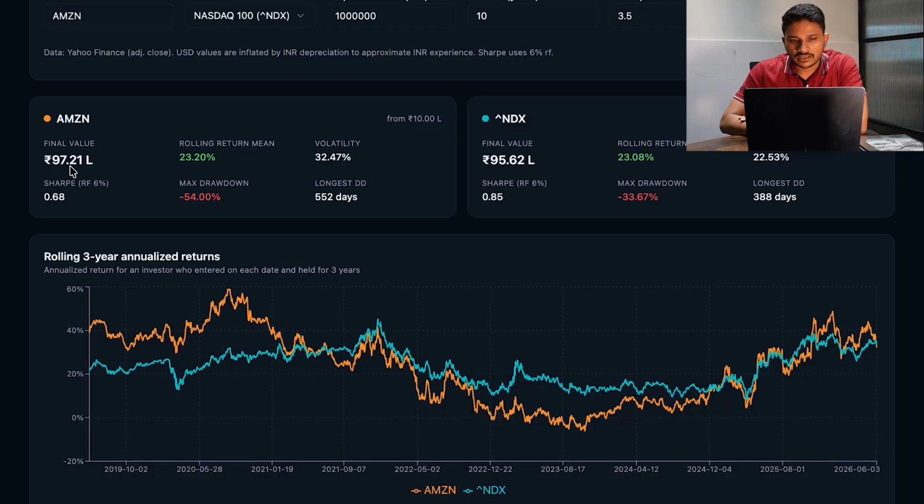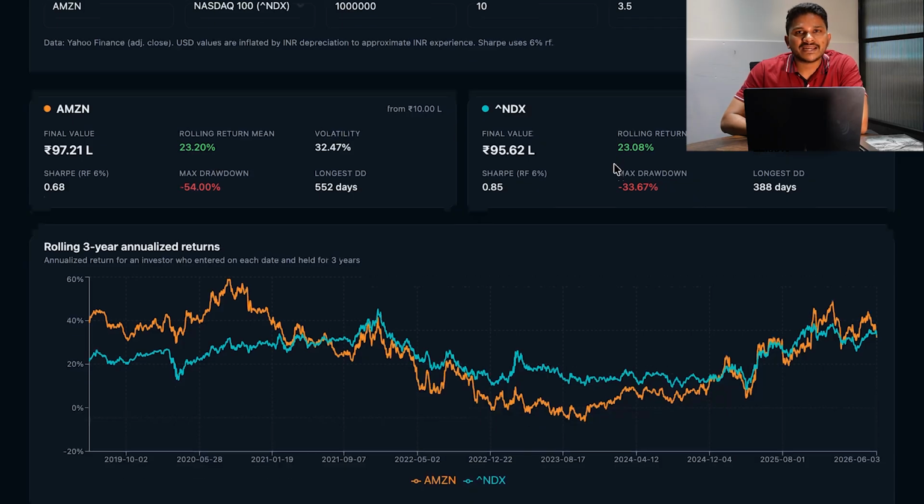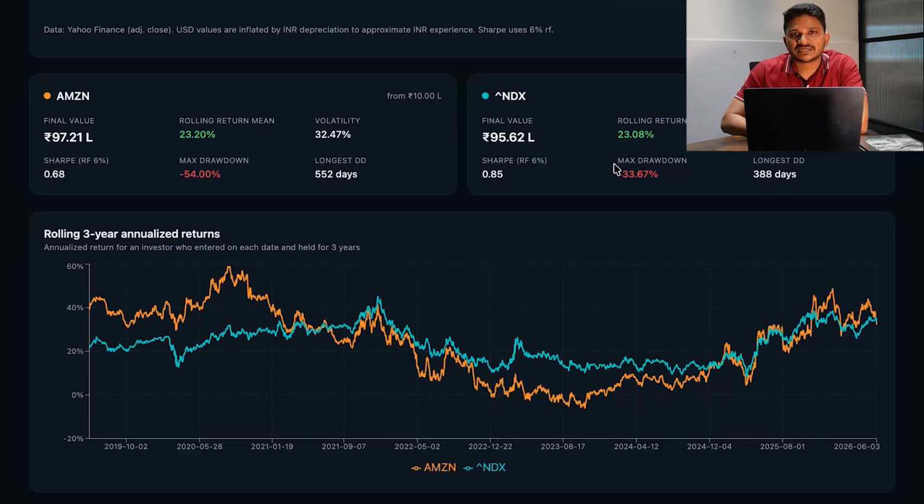And even the rolling returns seem to be very well in line, 23%, 23% here. But the interesting part here is the risk metrics. The volatility is much lower, 22% with NASDAQ 100 and 32% with Amazon. The max drawdown is also much lesser with NASDAQ 100, and even the max drawdown days is also higher, right?